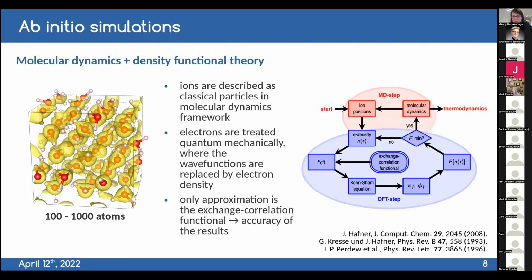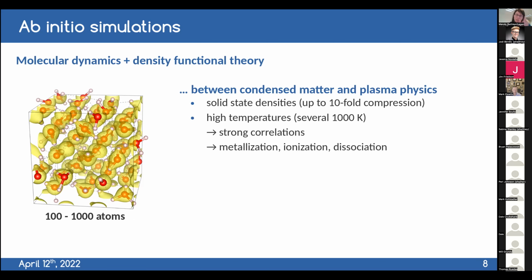So on the right, I tried to make a little scheme of how this simulation goes. So basically, we always start with some ion positions in the molecular dynamics step. And then we self-consistently vary the electronic density and the states until we find a free energy minimum. And once we have found that, we move the ions and we continue with our trajectory. These simulations can typically be done for 100 to 1,000 atoms, just to give you an idea of how many we can consider. Okay, so why are we doing this kind of costly and intense simulation scheme? Well, what we're looking at here is actually kind of compressed states.